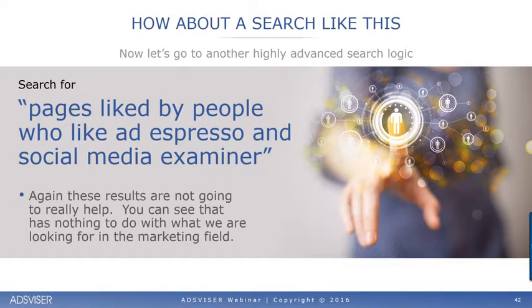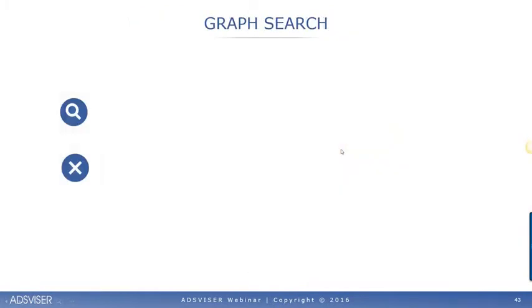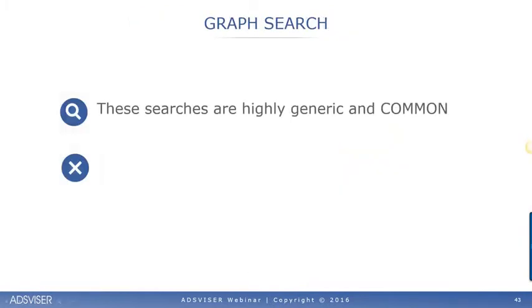It depends on the search that you try, but graph search is basically useless for the 1% of marketers. Graph search does not work. These searches are highly, highly generic, and very, very common. They don't work. What we need to do is try and find something very, very specific.